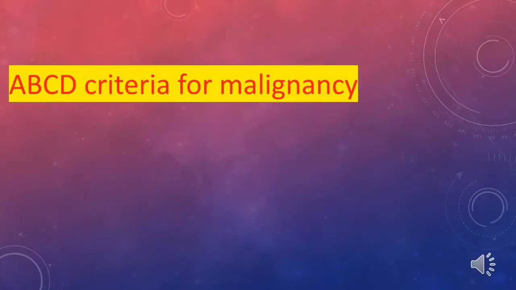The ABCD criteria for malignancy: A is for asymmetry of the shape, B for border irregularity, C for color variation, and D for diameter greater than 0.6 centimeter.